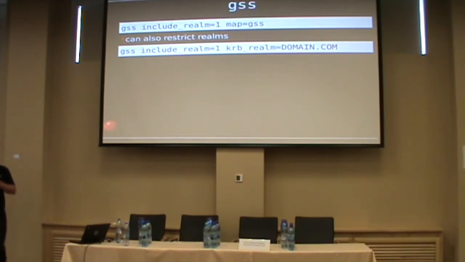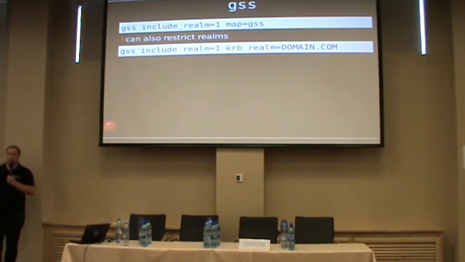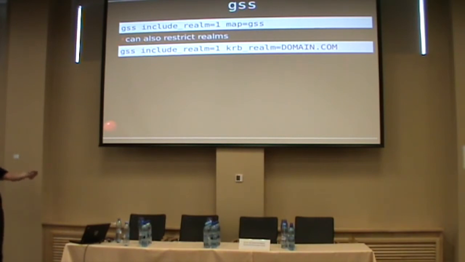We can also restrict it specifically, so we can do that instead. You can, for example, say include_realm=1 and then krb_realm=domain.com. That means that any user trying to authenticate with a realm different from domain.com will just not be allowed to log in. So if you actually use krb_realm equals something, then you don't really need to use include_realm, but it also doesn't hurt. And it's more secure for potential things you might end up doing in the future.